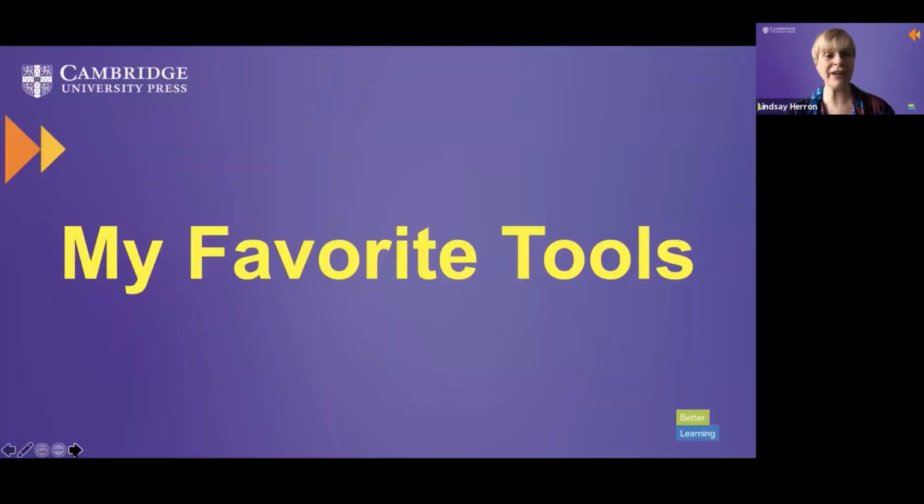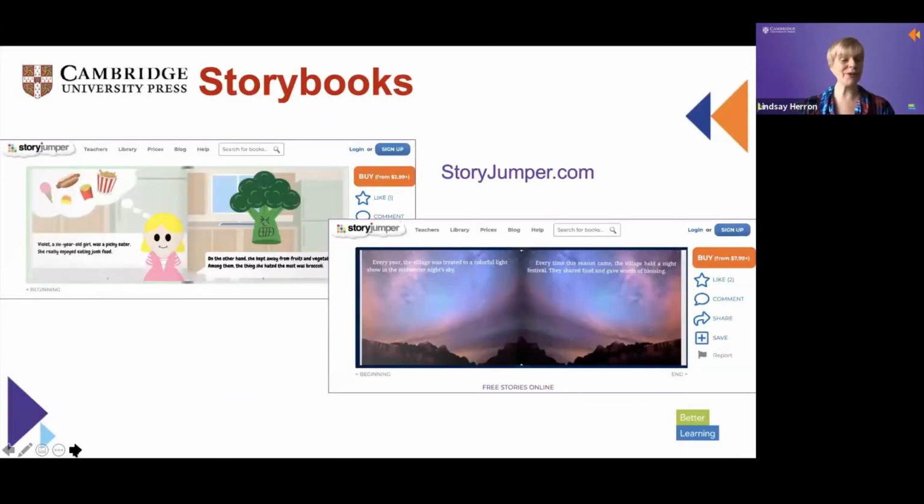So just a quick look at my favorite tools. Story Jumper is great for storybooks. It allows you to upload photos or choose from different pictures and icons. All of these tools are free and easy to use because I don't like to pay money and I have the attention span of a goldfish. So if I can't figure out a tool in 2 minutes, I throw it away. These are easy tools that are totally free.